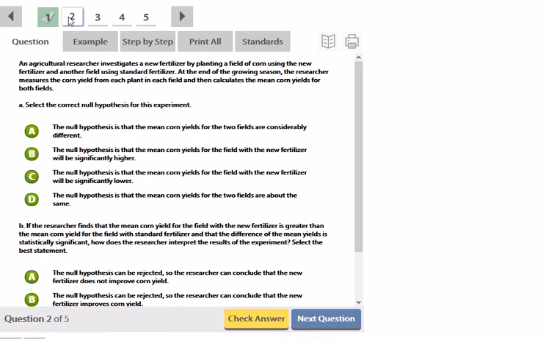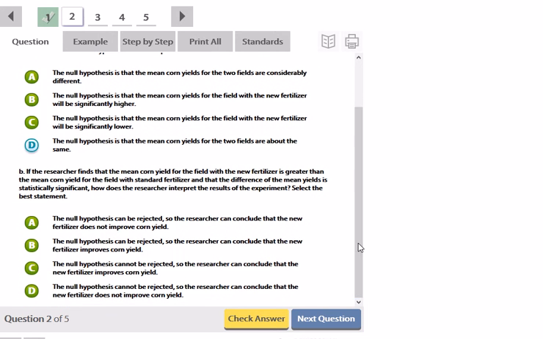Okay, an agricultural researcher investigates a new fertilizer by planting a field of corn using a new fertilizer and another field using a standard fertilizer. So there's two different fields. At the end of the growing season, the researcher measures the corn yield from each plant in the field and then calculates the mean corn yields of both fields. So the null hypothesis would be that there would be no difference, that they would be exactly the same. It's kind of the negative Nancy saying, hey, nothing is going to happen. No matter what you try, nothing's going to change. So that's going to be this one here. The two fields are going to end up being about the same.